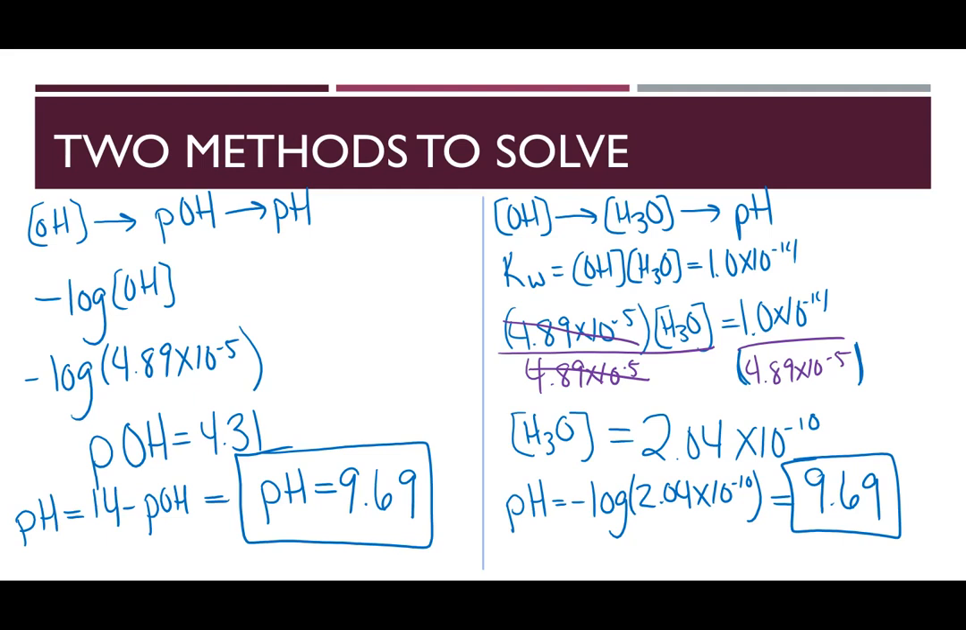And then the last thing that we always ask ourselves is, does this make sense? So we decided up front that morphine was a basic solution. It gave us a Kb. And a pH of 9.69 certainly is a basic pH.